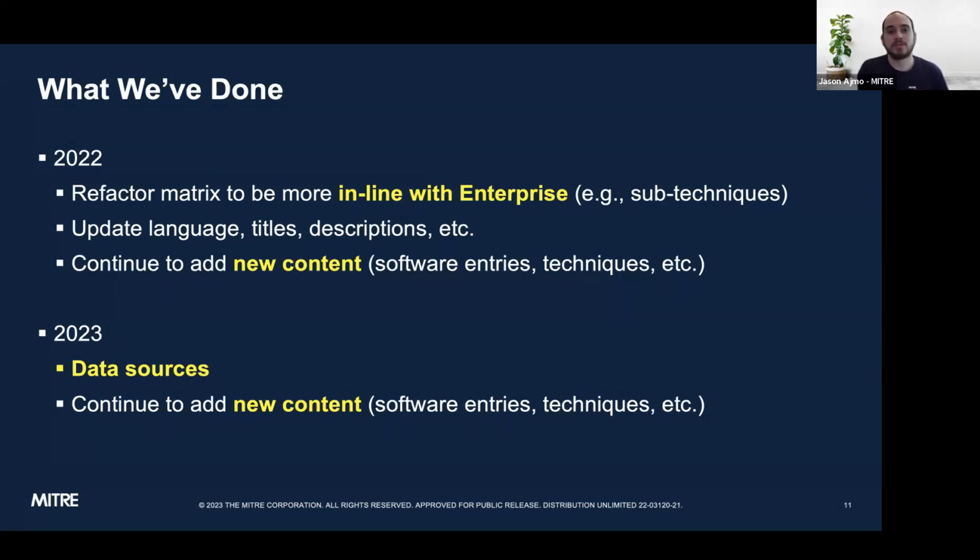So our thought process there was, if we update it to use as much enterprise content as possible, so reusing technique names, reusing descriptions wherever possible, that could allow us in the future, if we decided to, to more easily merge the two matrices. That was a thought we explored throughout this process that we ultimately decided not to do at this point, but it's something we're keeping in the back of our minds in case we do decide to do that.